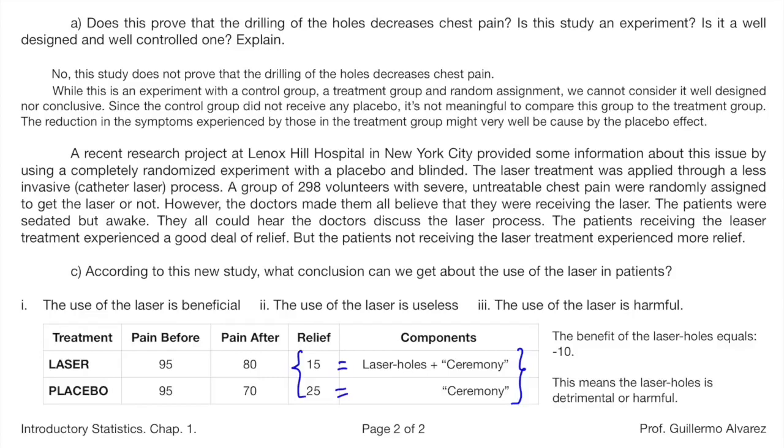Remember that if you have one equation with two unknowns, you cannot find the values of any unknown. If you have two unknowns, you need at least two equations. The function of the placebo, from an algebraic perspective, is that it gives you the second equation so you can solve the system for the ceremony and for the key component you want to test.